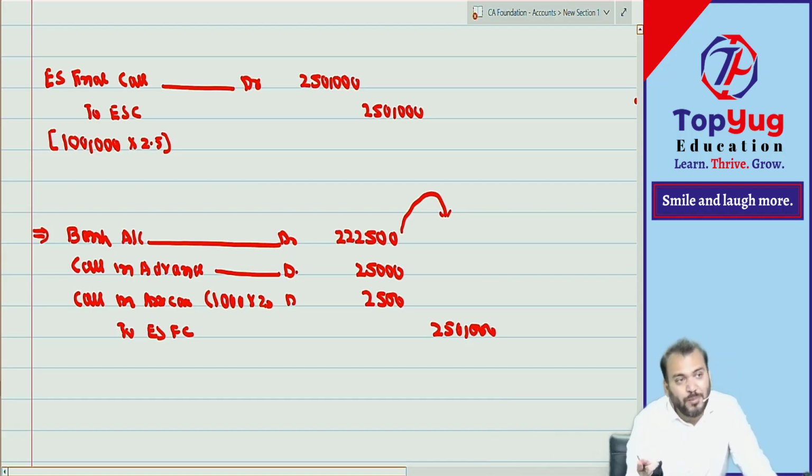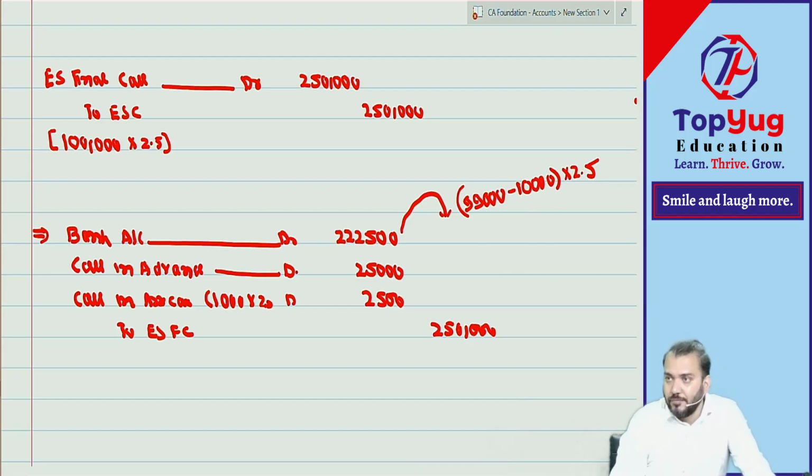Or if you want to calculate, you can calculate in this way. Out of 1 lakh, how much is in arrear? So 99,000 you receive in full. But out of 99,000, how much have you received in advance? 10,000. So you will say 89,000 into what? 2.5. The same amount will come. You can do it in this way.